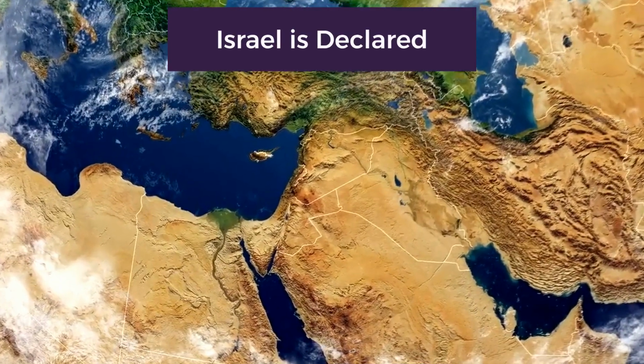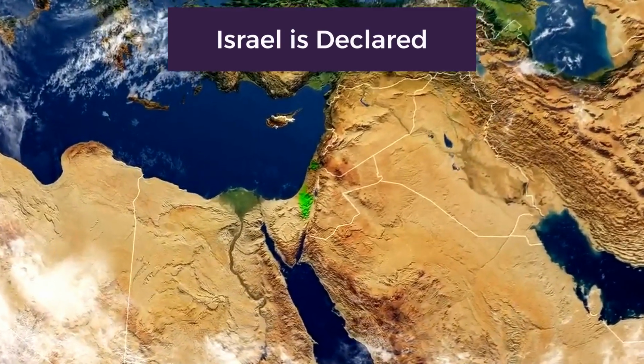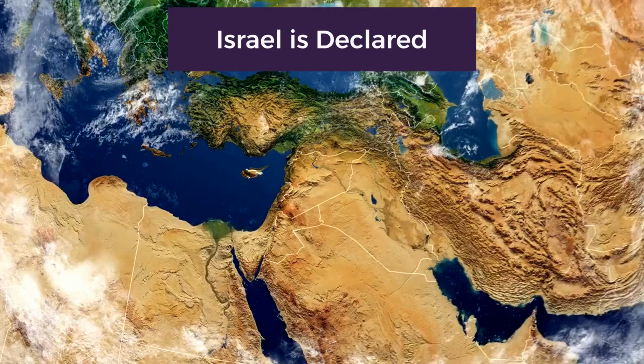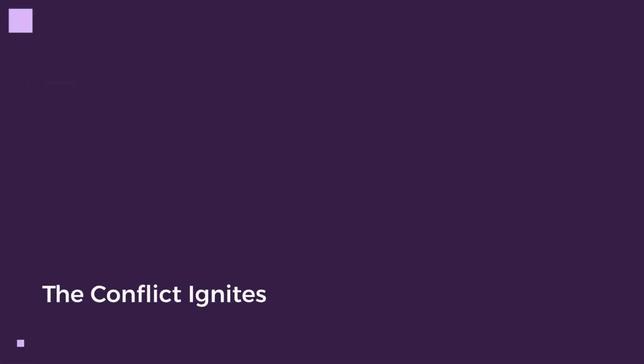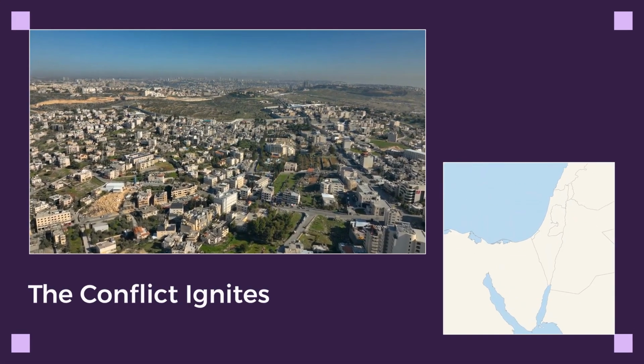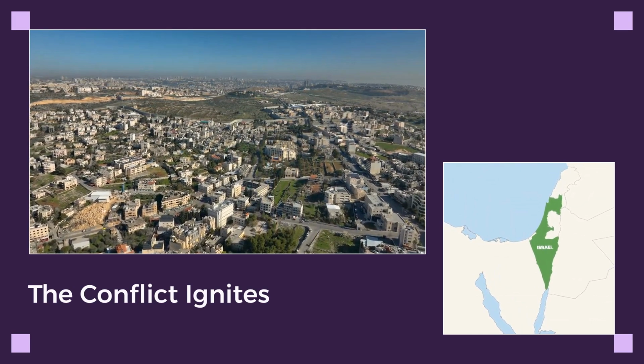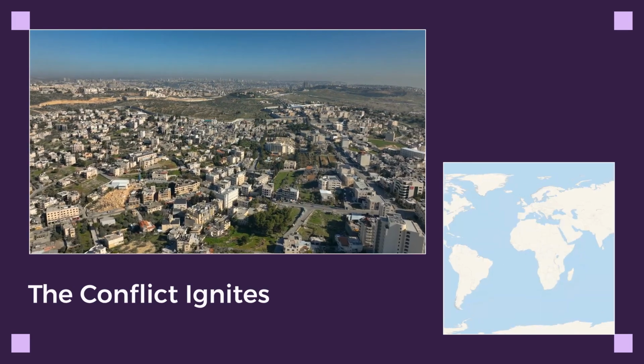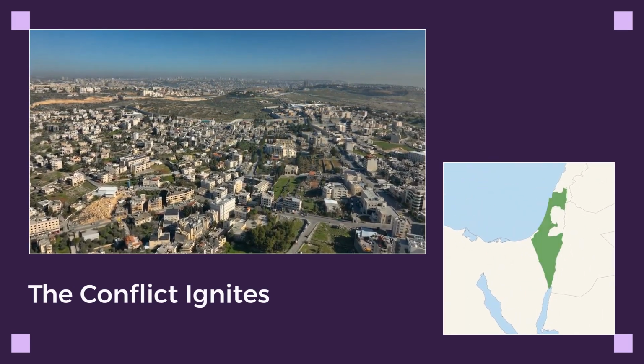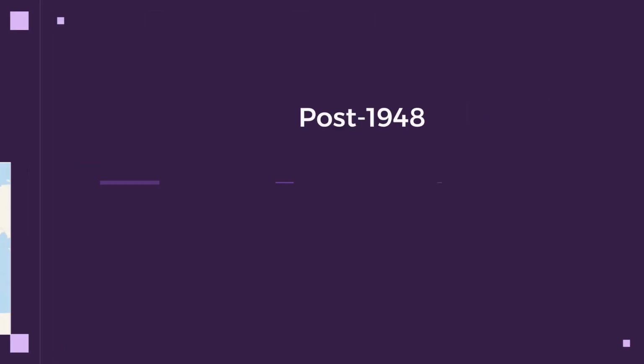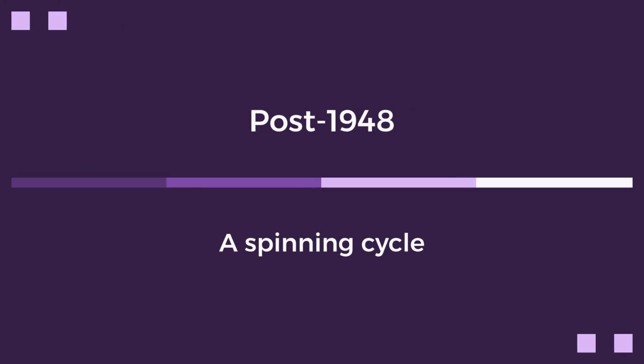The British pulled out their remaining forces, and immediately, the State of Israel was declared. This was the moment of no return. This wasn't just a border dispute. It was a clash of two different, yet simultaneous dreams for the exact same soil, marking the definitive start of the modern conflict. The region continued to be reshaped by global events and internal pressures for decades after 1948.